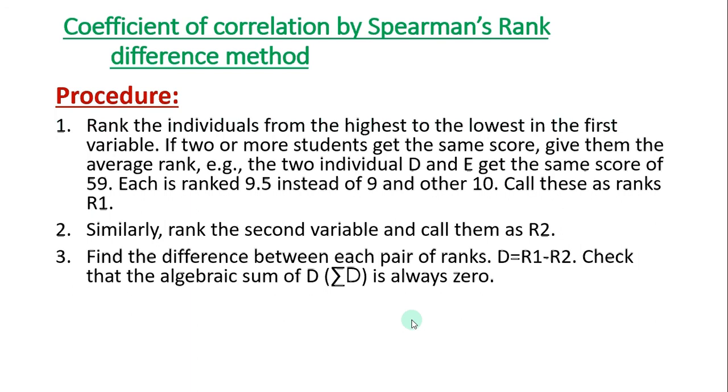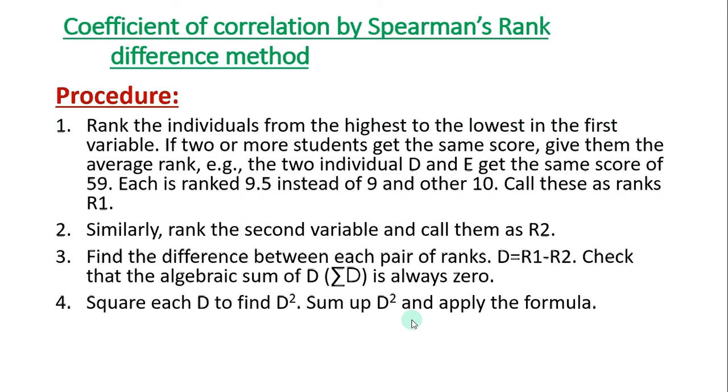Third step, find the difference between each pair of ranks, that is, capital D is equal to R1 minus R2. Check that the algebraic sum of D, summation D, is always 0. If you add all D, you must get 0. Fourth, square each D to find D square, take the sum of D square and apply the formula: rho is equal to 1 minus 6 sigma D square divided by n into n square minus 1. This formula we use to find the coefficient of correlation.